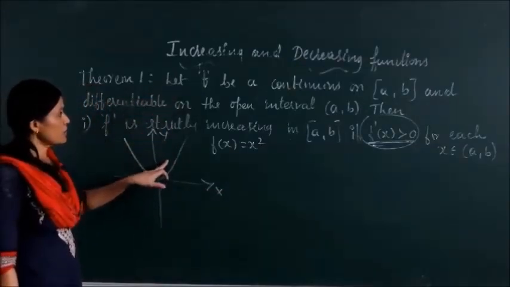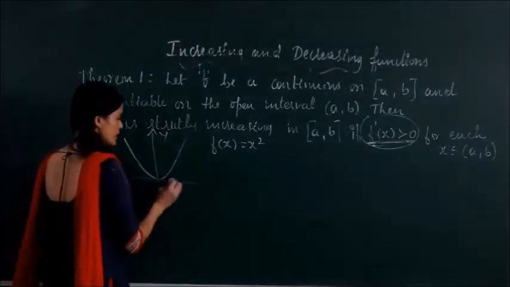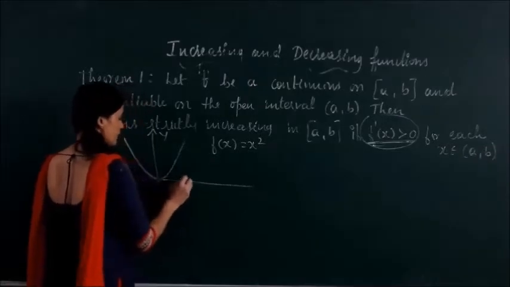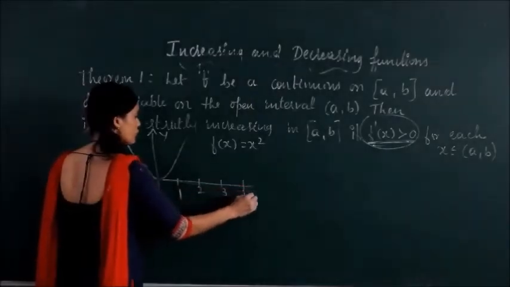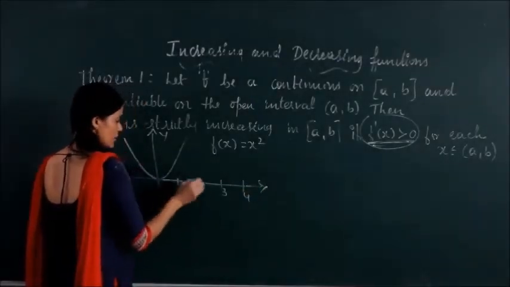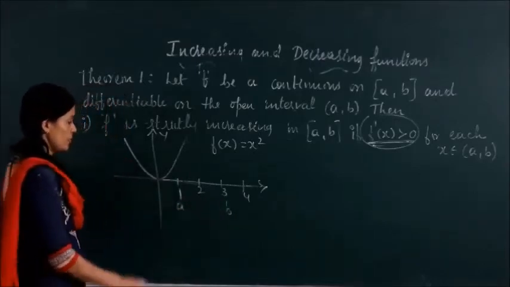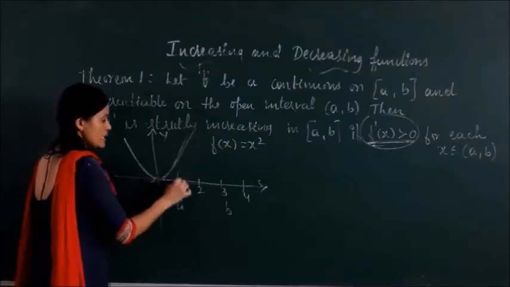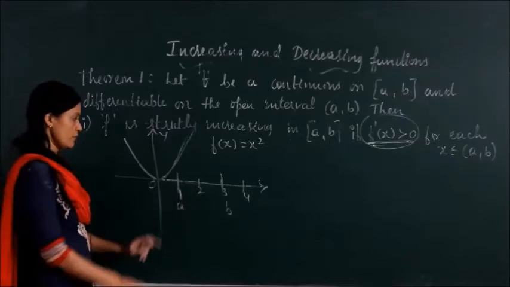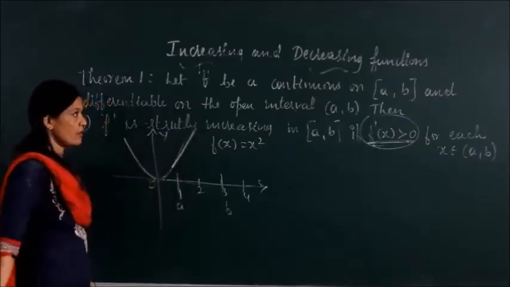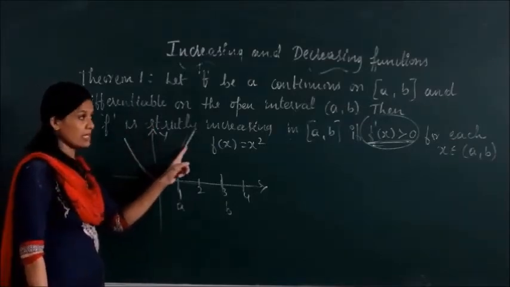f is a continuous function on the closed interval a comma b. So what is that a comma b? It is some interval here. For example, if this is 1, 2, 3, 4 like this, in this interval I take this as a and this as b. Okay. So in this interval, the function should be continuous. Of course, the function is continuous, there is no break in the graph, and it is also differentiable. Then f is strictly increasing in that interval.